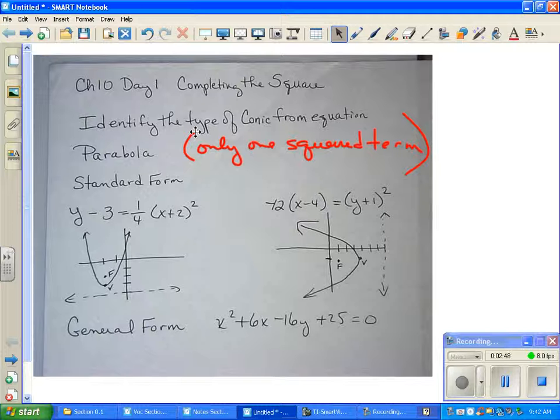Now, in the standard form, you've got a parenthesis with a square on it, where in general form, the first term is squared. And you only see 1 in every one of those. Does everybody see that? Now, that would give that formula away, so that if I'm working with a mixed up list of formulas and I see 1 square, I know I've got a parabola. All right, so parabolas have 1 square.